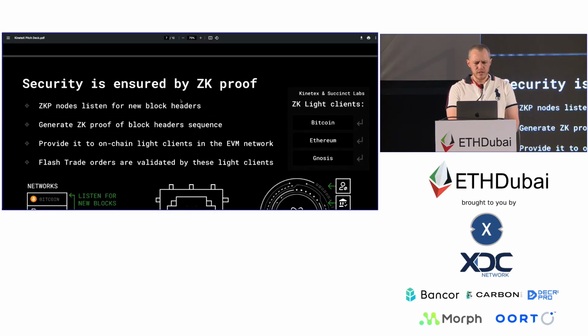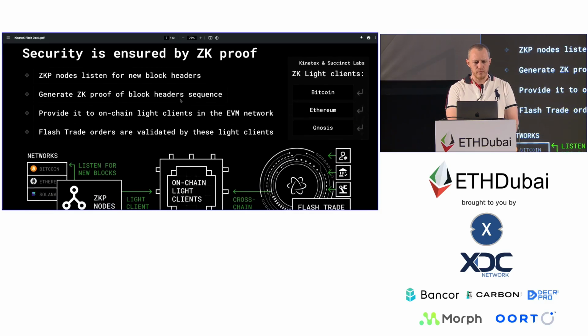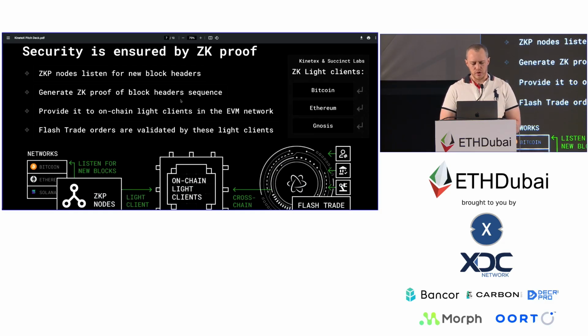ZKP is a light client based on zero knowledge. What we've done here is take all the historical data from the blockchain, shrink it into one light client, and deploy it in different networks. So using a smart contract, we can read all the historical data from another blockchain. And we created this solution for Bitcoin.